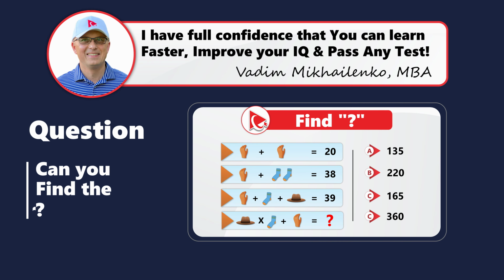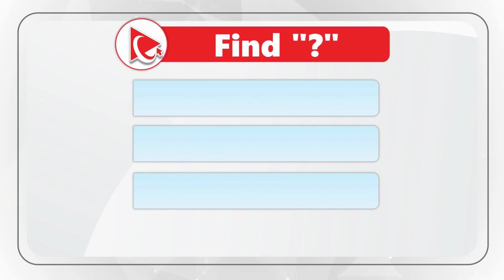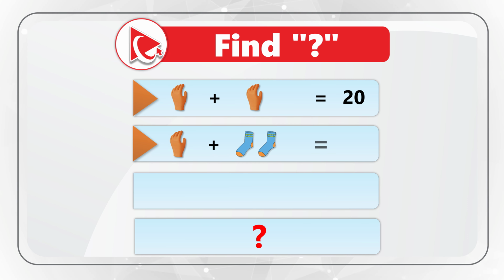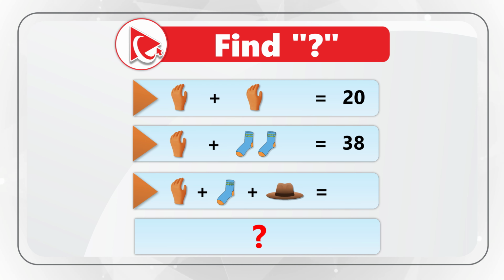Here's one of my favorite questions where you test your mental skills as well as attention to details. You are presented with a series of equations and you need to calculate the missing number. The first equation is glove plus glove equals 20. Second equation is glove plus 2 socks equals 38. Third equation is glove plus sock plus hat equals 39.